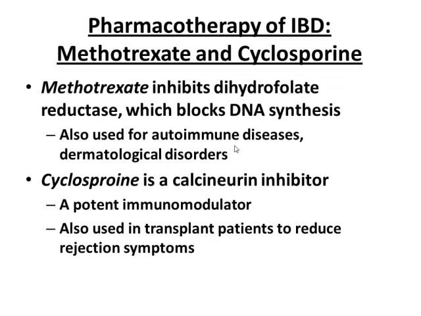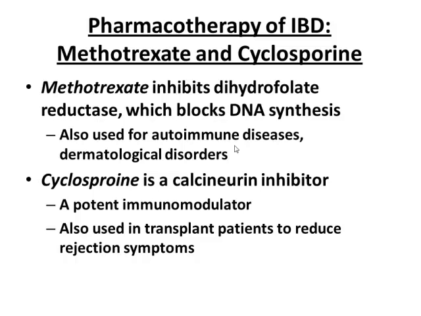And methotrexate also gets used. Methotrexate inhibits dihydrofolate reductase, and ultimately what this does is it blocks DNA synthesis. This stuff we'll cover again. We've come across it before as well. It's also used for autoimmune diseases and dermatological disorders. So once again, with methotrexate, you're disrupting DNA synthesis.